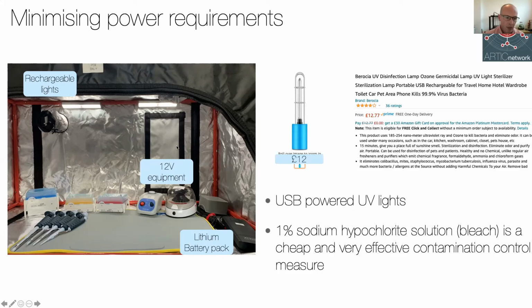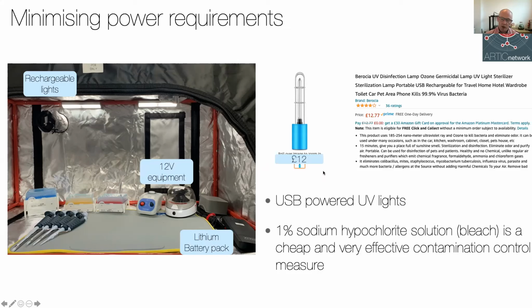This is one of the cabinets set up for sequencing. We use small magnetic USB-powered rechargeable lights. The equipment is really just a centrifuge and a vortex. We have higher powered centrifuges that also run off these lithium-ion battery packs, and we use a lab mat.